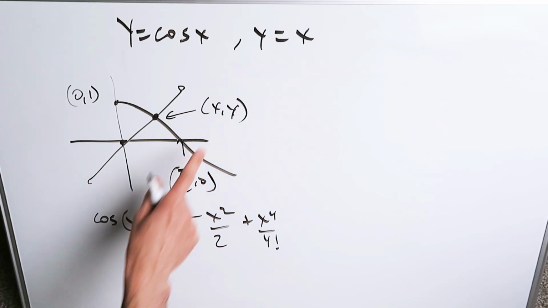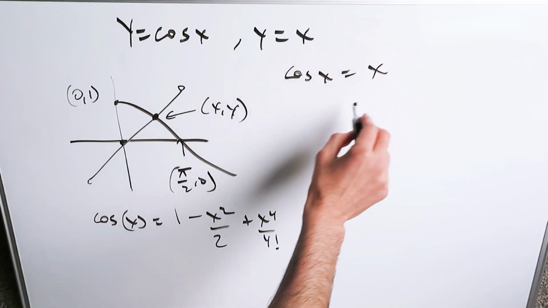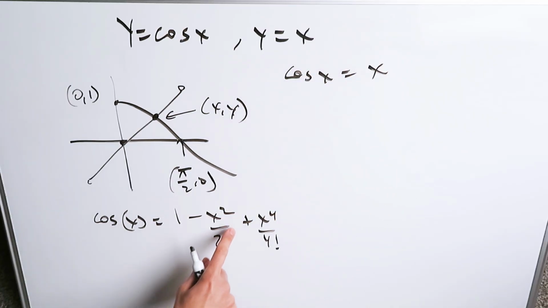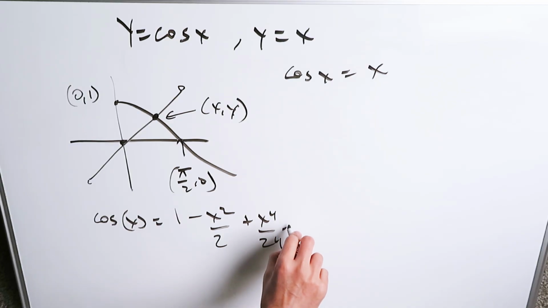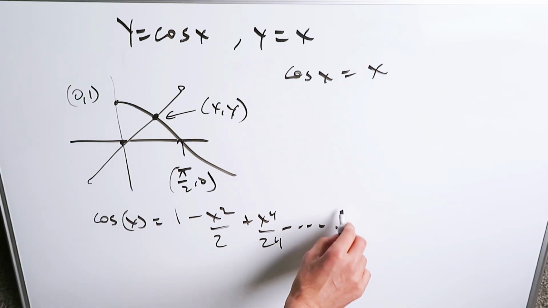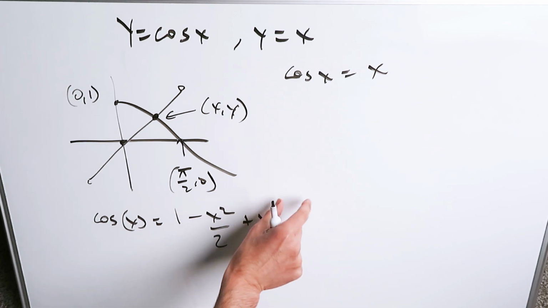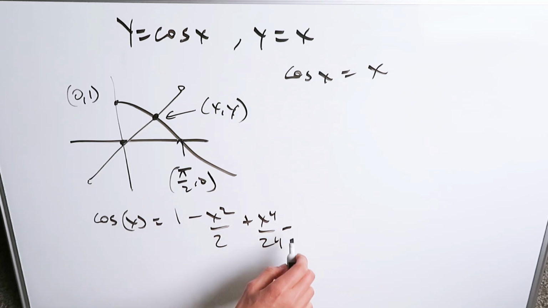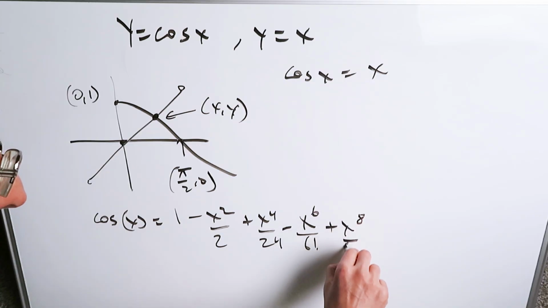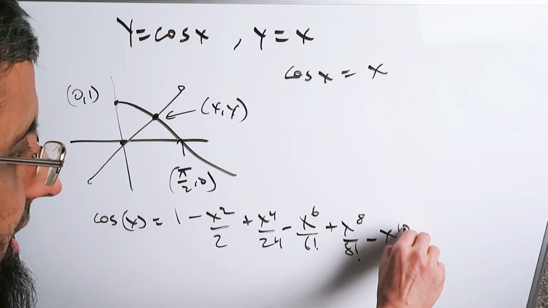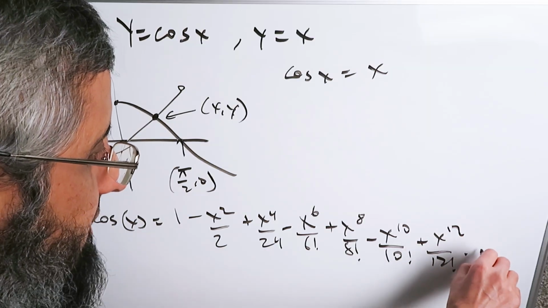Anyhow, we're determining an intersection point. Cosine x must be equal to the other function, but cosine x is equal to this 1 minus x squared over 2 plus x to the 4 over 4 factorial, which I can write as 24. Then you'll take it on and on. You'd have a minus, plus, minus. If you look at the pattern, you can easily start determining it. You're looking at even powers, and it's positive, minus, positive, minus. Your next term would have been minus x to the 6 over 6 factorial. Then you'd have plus x to the 8 over 8 factorial. Then minus x to the 10 over 10 factorial. And here you'd have x to the 12 over 12 factorial, and you can take it on and on.